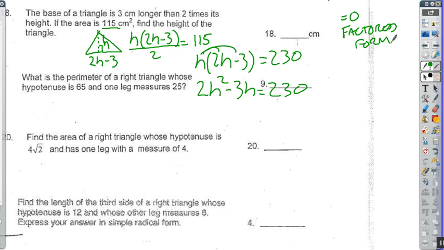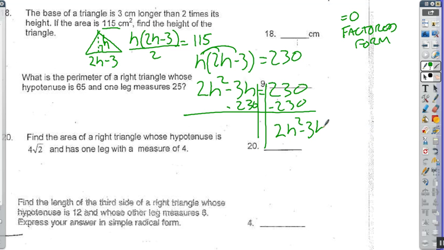All right, so minus 230, minus 230. Now I can't combine that with anything else, so I get 2h squared minus 3h minus 230 is equal to 0. And so now I need to factor that. And so I'm going to look at these two, and this is going to be tough, folks, and I will explain what I'm doing. I'll try to explain what I'm doing.